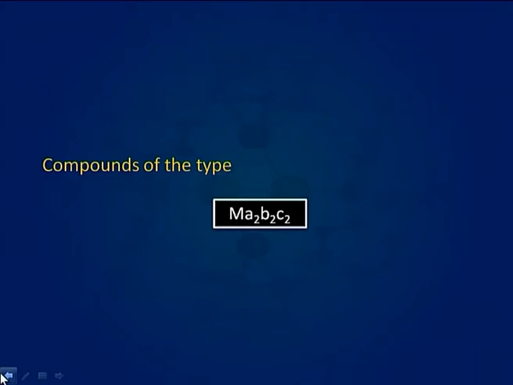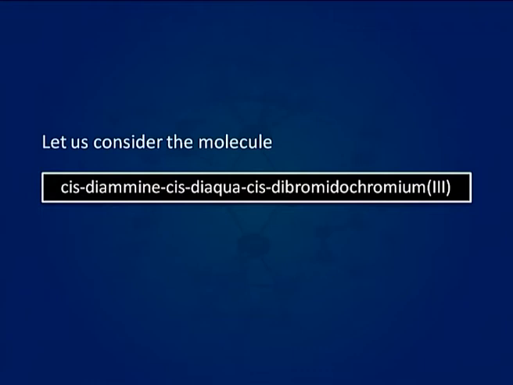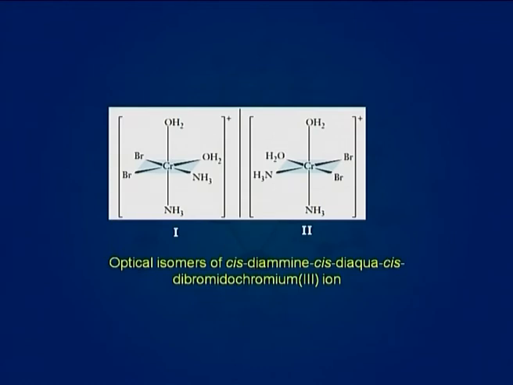Let us examine the compounds of the type MA2B2C2, where M is the metal ion and A, B and C are 3 monodentate ligands. An example of this type of compound is cis-diammine, cis-diaqua, cis-dibromidochromium(III). This cis geometrical isomer exists in 2 forms that bear the same relationship to each other as left and right hands. They are non-superimposable mirror images of each other and are called optical isomers or enantiomers.